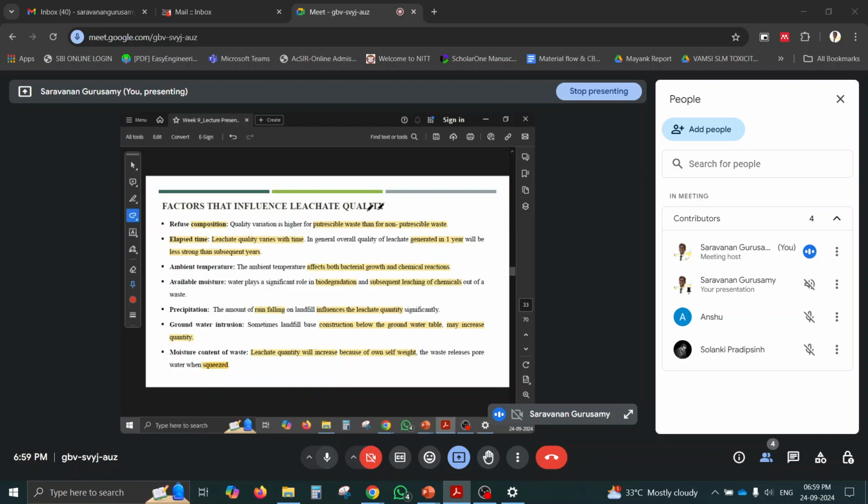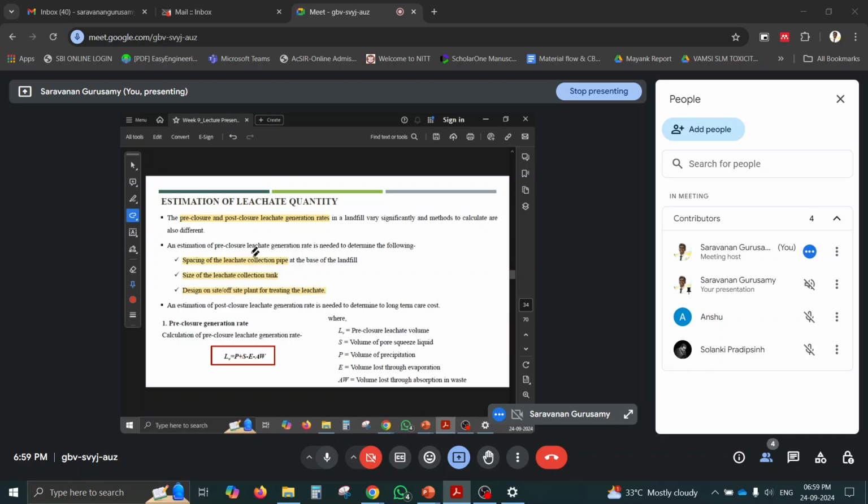Okay. So leachate quantity may be affected by refuse composition. As I mentioned, with more putrescible waste, more organics may be present. The leachate quality will vary with elapsed time based on the age of the waste, ambient temperature, available moisture, precipitation quantity, groundwater intrusion, and moisture content of the waste. Okay. Based on this only we can estimate the leachate quantity. We have lots of methods to estimate it, and pre-closure and post-closure leachate generation rates in the landfill vary, and we can calculate them by different methods.